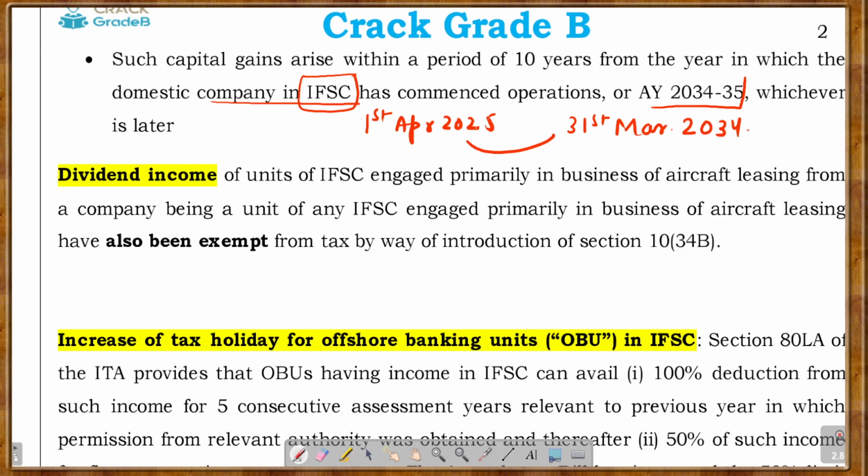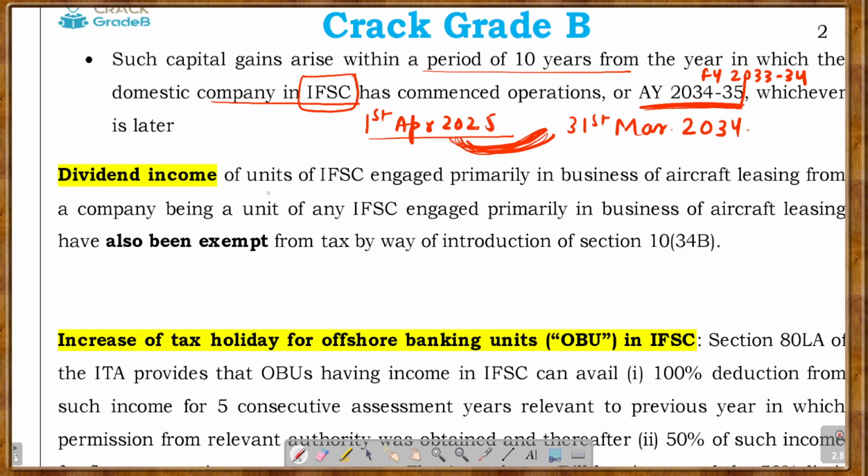So this is what they are saying. It should be within 10 years from this particular date. It should have commenced the operation, and such capital gain should occur in that particular period. Suppose this company has started 1st April 2025. Now between this period, such capital gain should have occurred, right? Not later than this particular assessment year. That means the financial year of 2033-34, not later than that. So if such capital gain occurs on the transfer of equity shares for a company which is involved in aircraft leasing, it will be exempt.